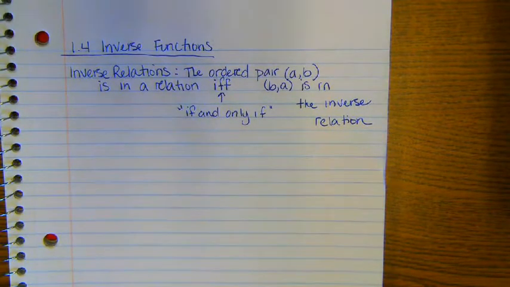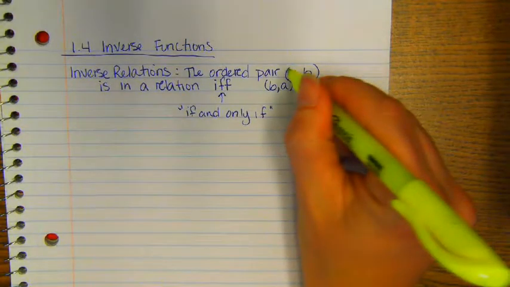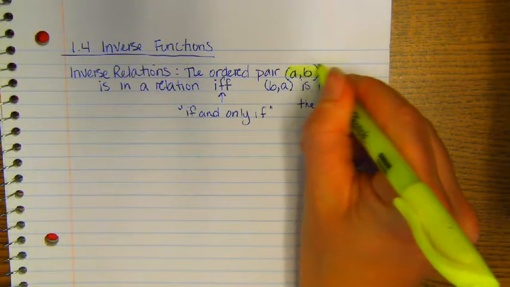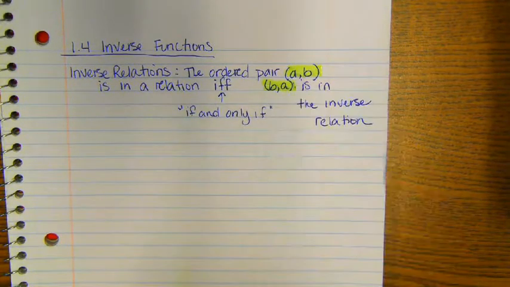Okay, I'm going to do some highlighting today. So one of the important attributes is that A, B goes to B, A.